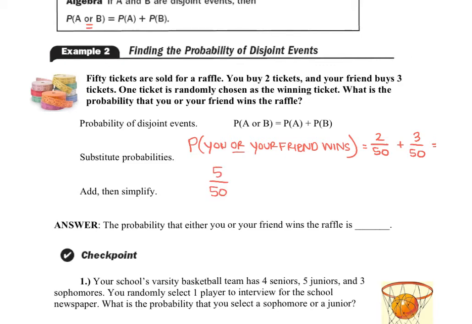But remember, we always give our answer in simplest form, so I know I could divide the top and bottom here by 5, and I get 1 over 10. So the probability that you or your friend wins the raffle is 1 out of 10. When you're giving your answer, you don't need to write the sentence at the end. As long as you wrote your label at the beginning and simplify your answer, you're good to go.